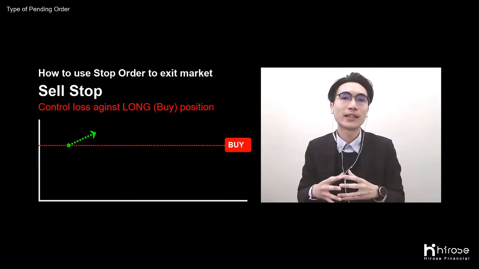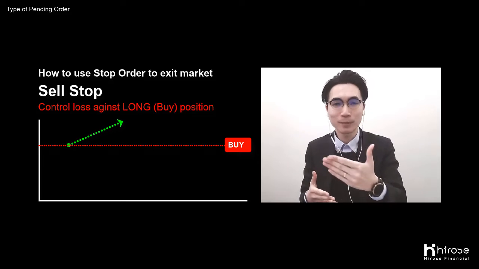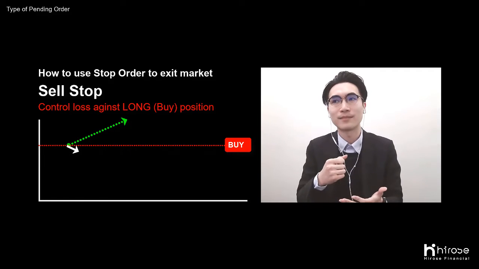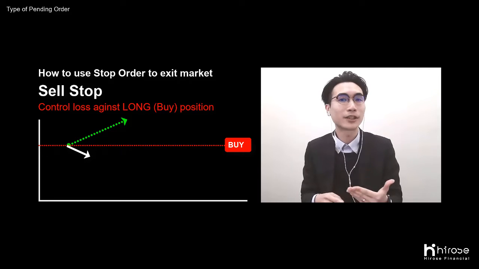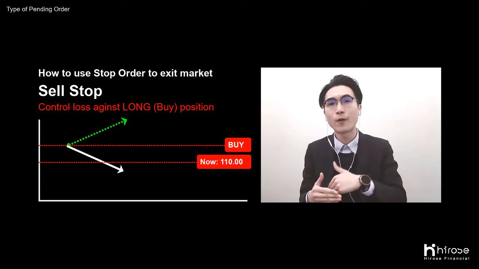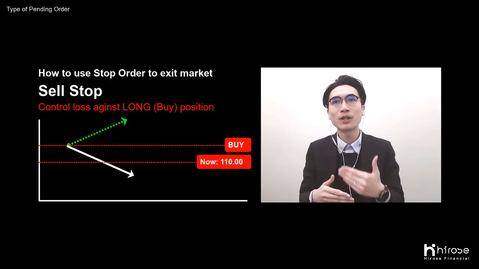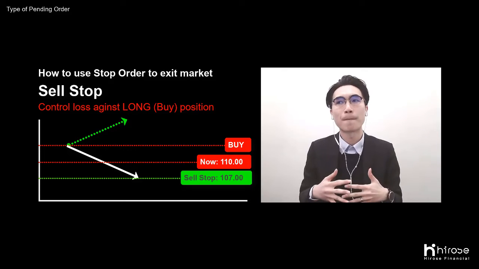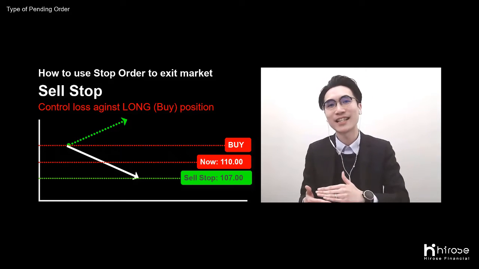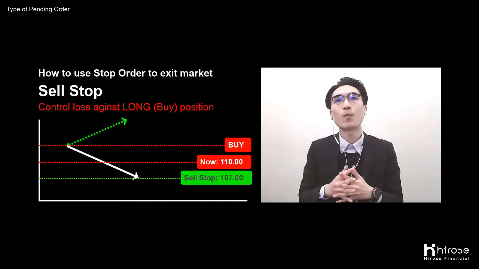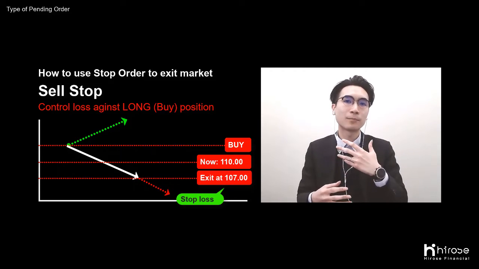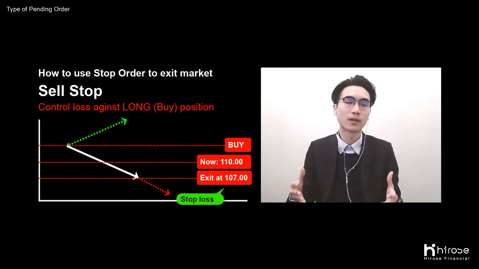Now let's say I have a long position, so that means I expect the price to go up, but in reality the price falls. At this moment I want to exit the market by using the sell stop order. Let's say the price now is at 110. If it falls, I want to control my loss when the price falls down to 107. Then I will set this 107 as my sell stop price, which is lower than the current price. The current price now is 110. So when the price falls down to 107, my sell stop order is going to be executed, and that's going to help me to close my long position on US dollar and Japanese yen.